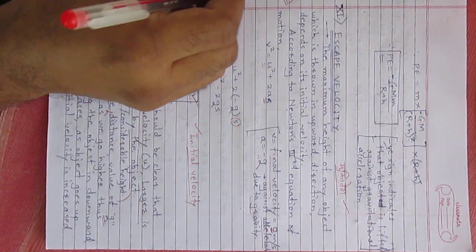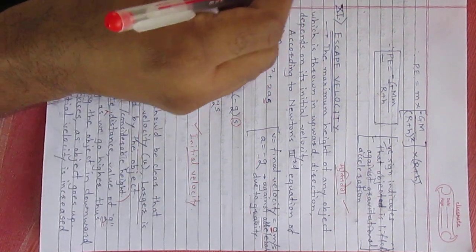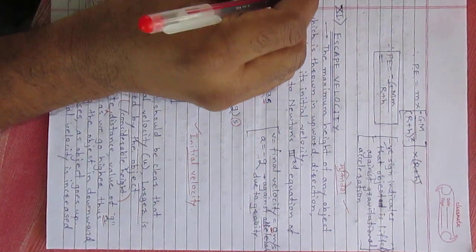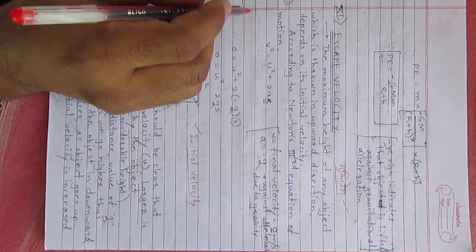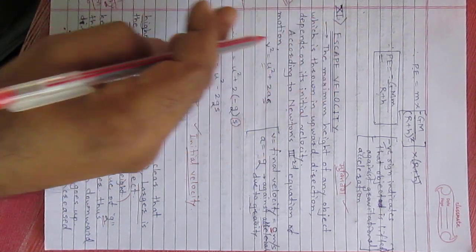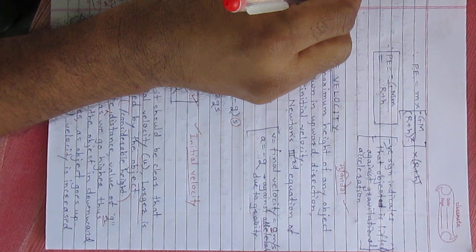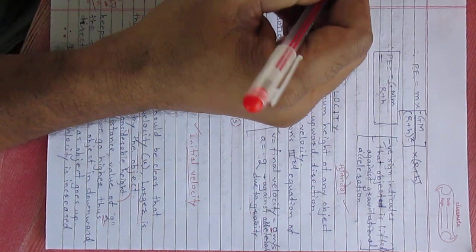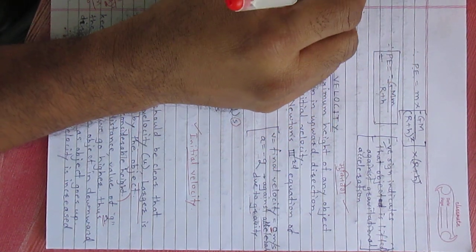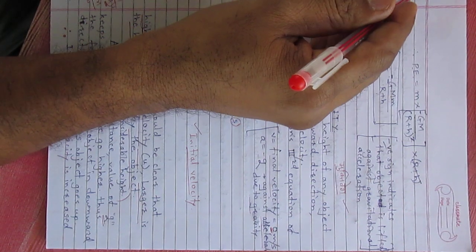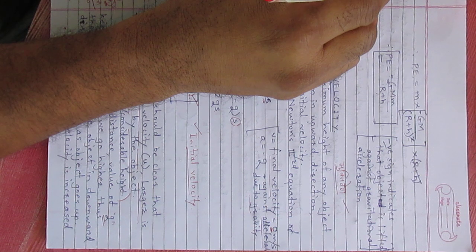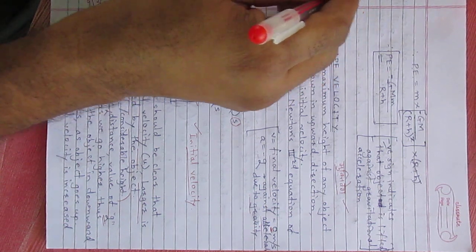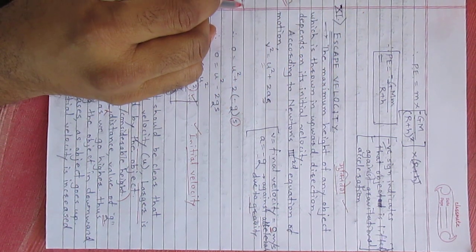Suppose we are throwing any object in upward direction, then it will reach up to a certain height and then it will come down again to the ground level. Suppose we apply more force, it will go up to a certain height more than the earlier one. Suppose we apply even more force on the object, again it will go up to a certain height, but finally it will reach the ground level.